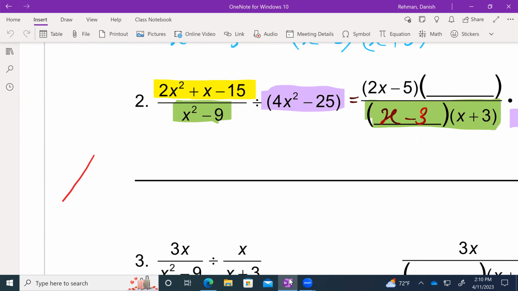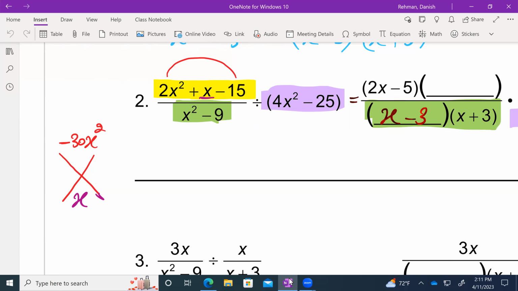Thinking about the factoring, the first and the third term, we will always multiply these 2 terms, and that will give me a negative 30x squared. Got it? Negative 30x squared. And the middle term, the x, will always be placed in the bottom.